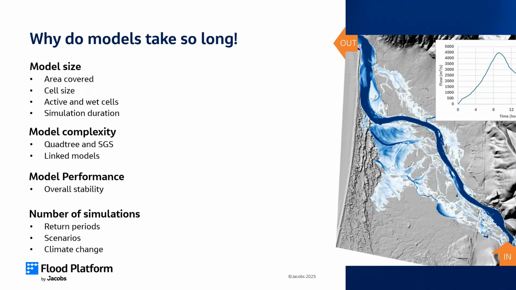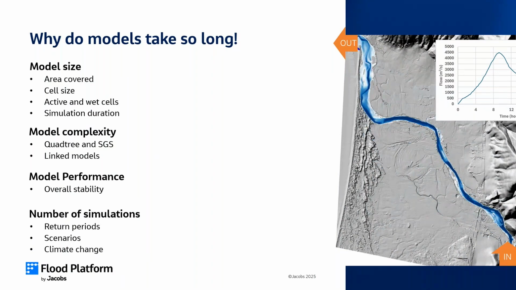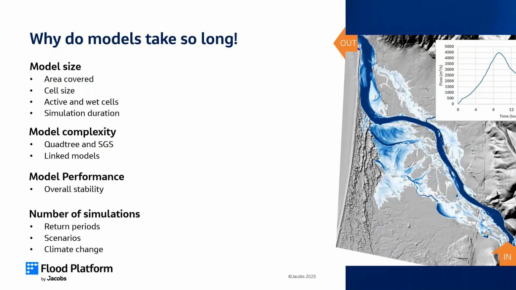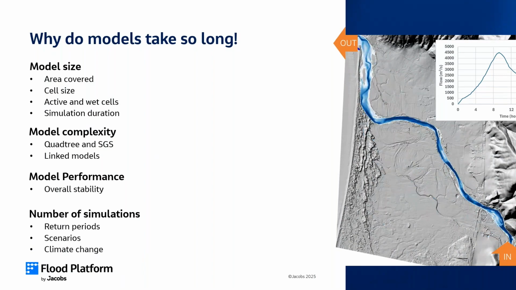Some of that is common sense. The bigger the model, the bigger the 2D area, the longer that simulation will take. What can we do to cut that model size down to our area of interest? Can we reduce the model active area? Can we change the cell size of the models? And a key thing is the number of active and wet cells. That will really drive the duration of your model. Can we bring this down? Can we make decisions to reduce that?